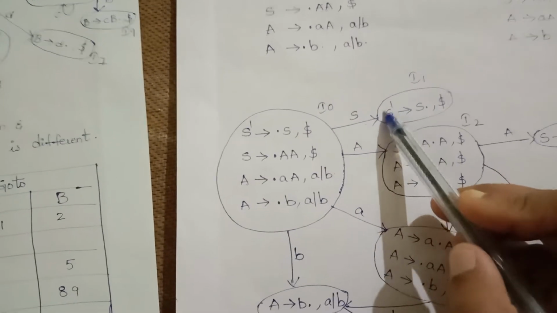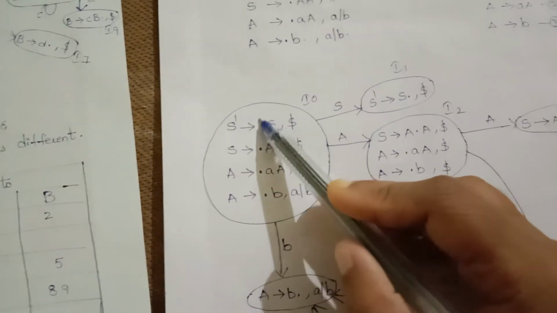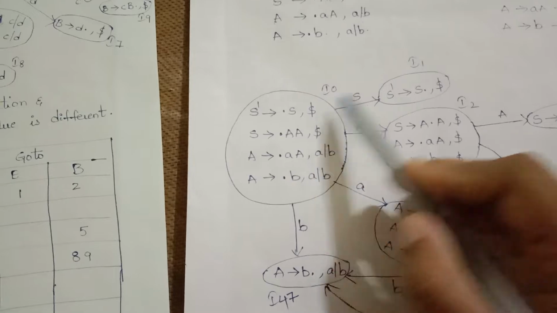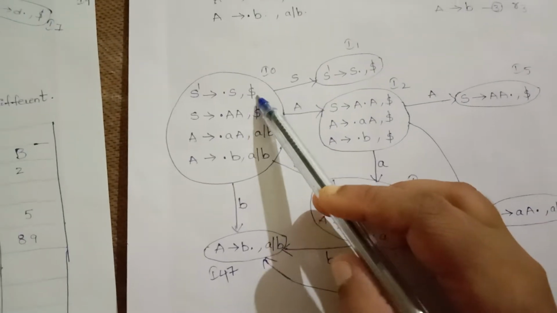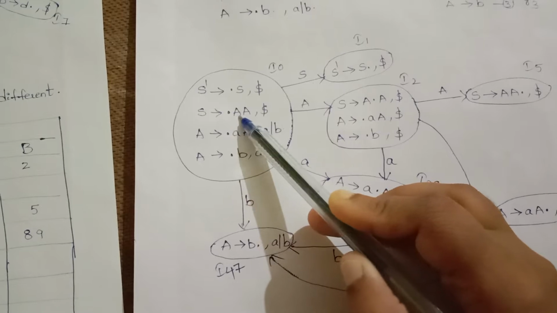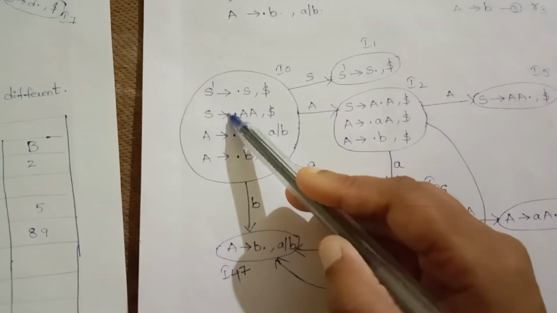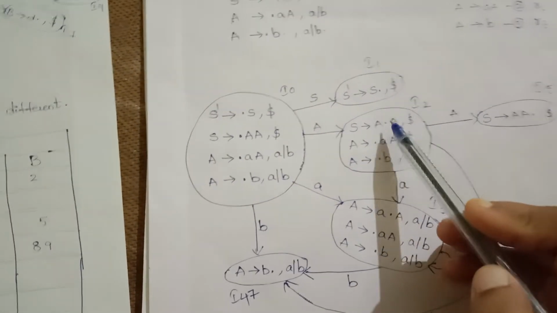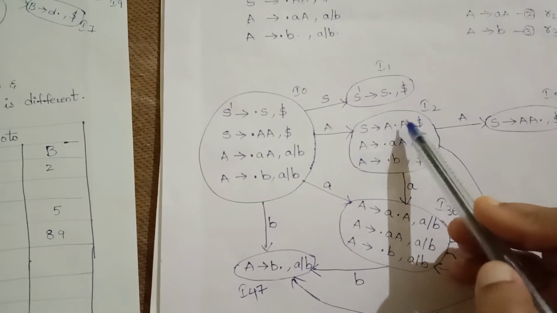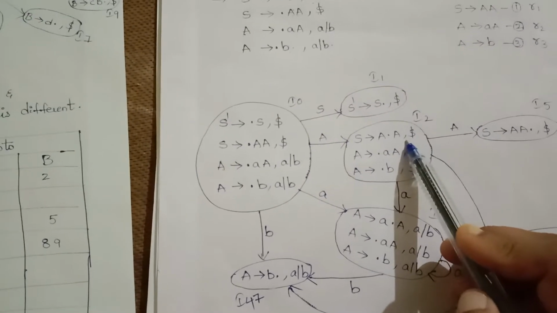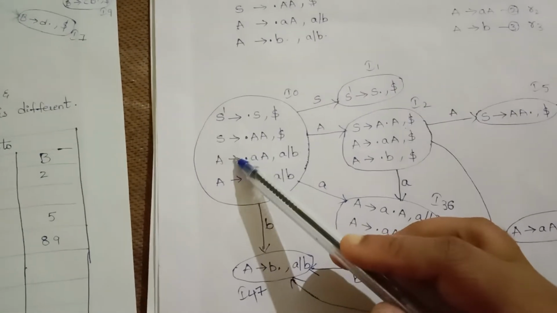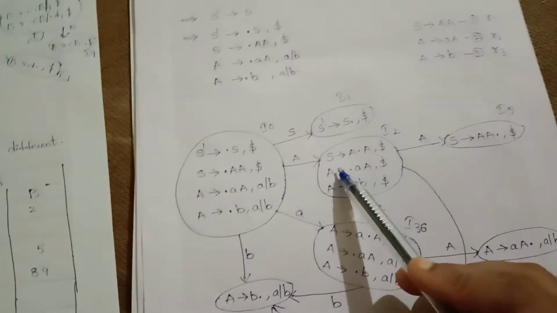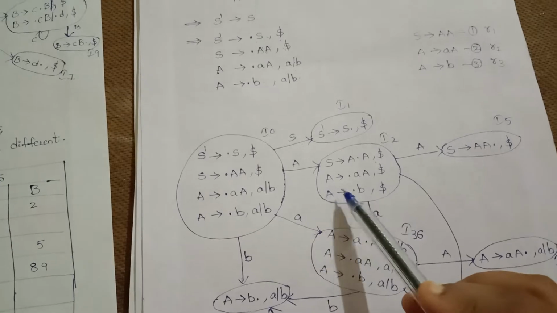How does it become? It becomes S' tends to S dot, where the dot is shifted here, along with the look ahead symbol dollar. Next, I0 on the non-terminal A. So what does it become? S tends to A dot A, with look ahead symbol dollar. After the dot we have a non-terminal, so we need to write all the productions of that non-terminal. The productions are A tends to dot aA and A tends to dot b.